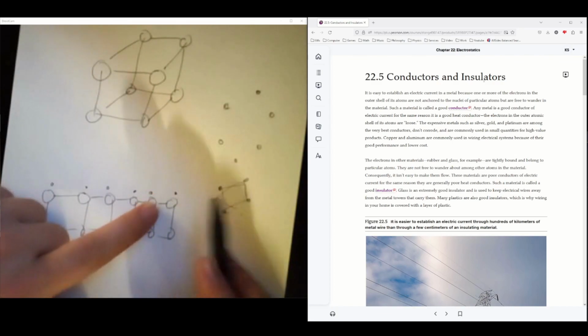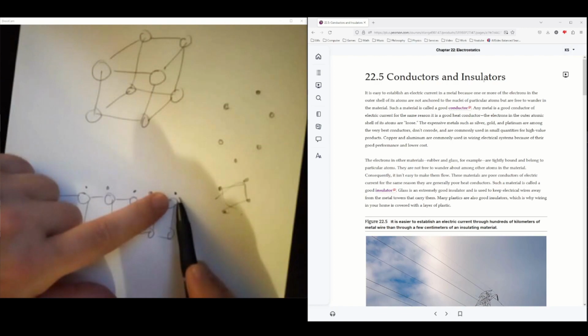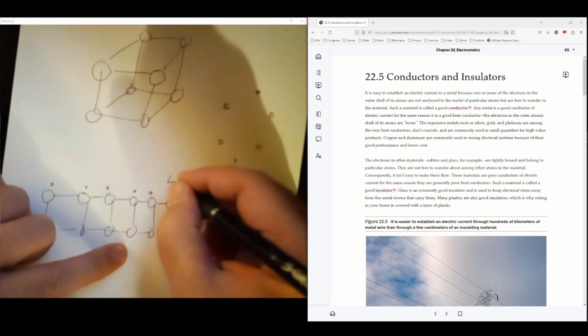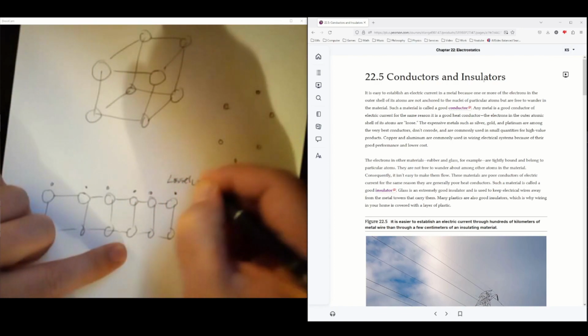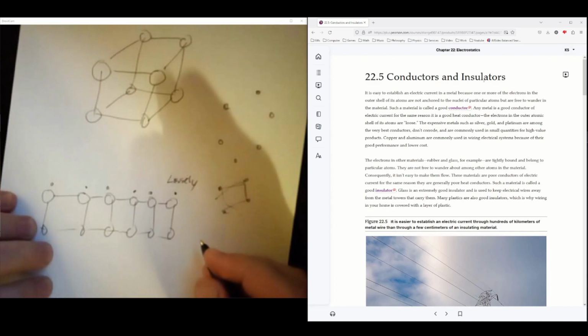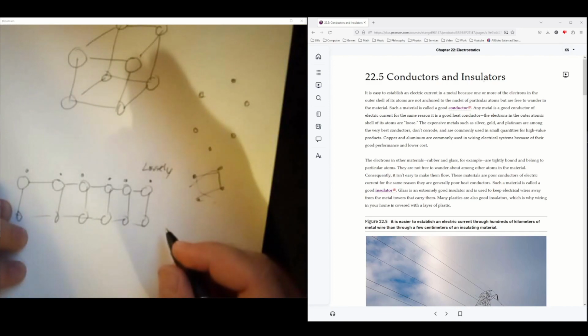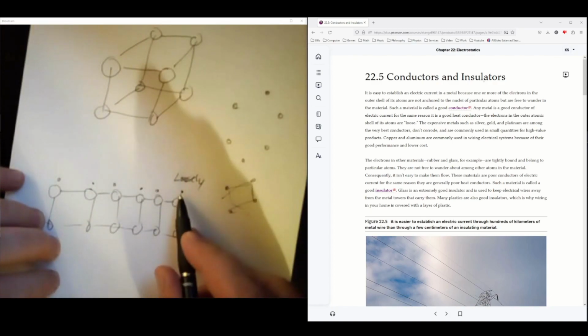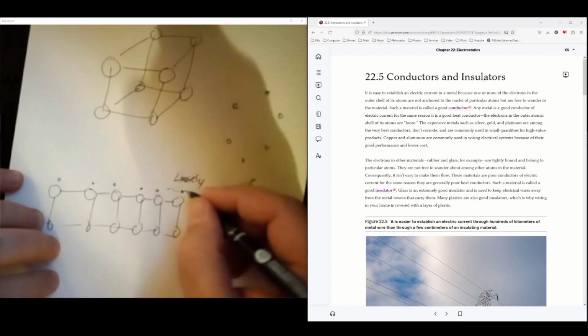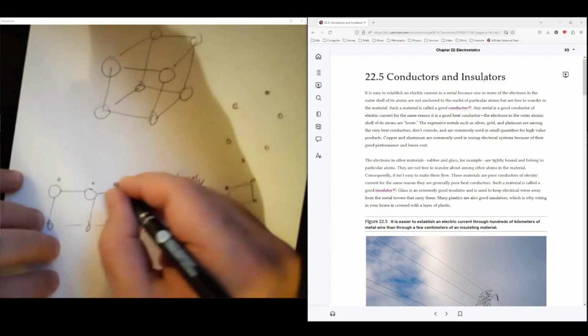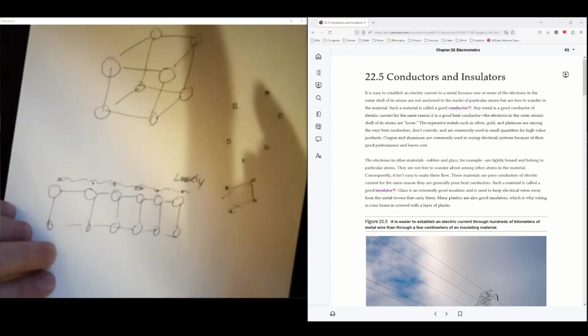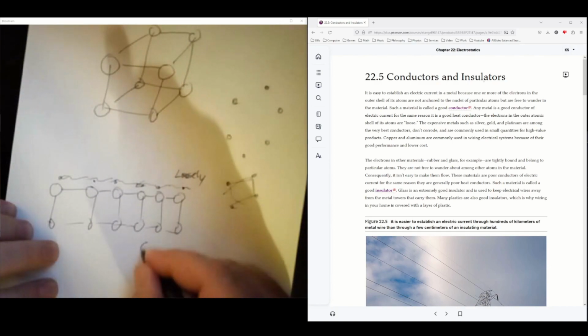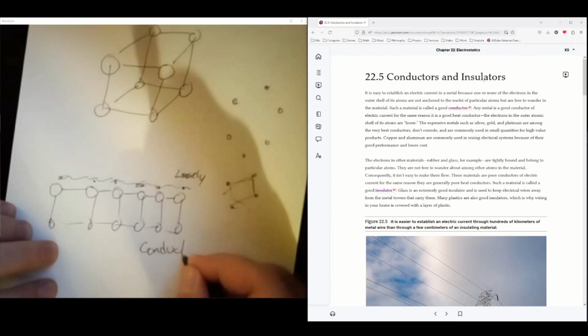And so for materials that have this electron loosely bound, did I just write, what is that word? Loosely. I put two S's there. If it's loosely bound, then they move around actually quite easily, and they'll move through the material. And we call this a conductor then.